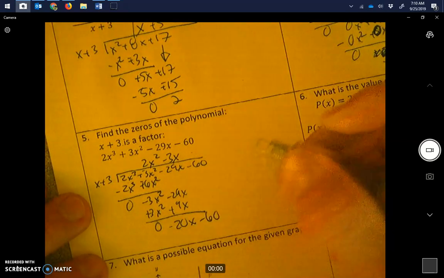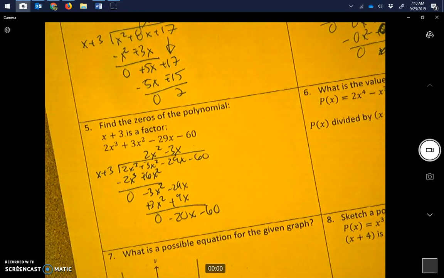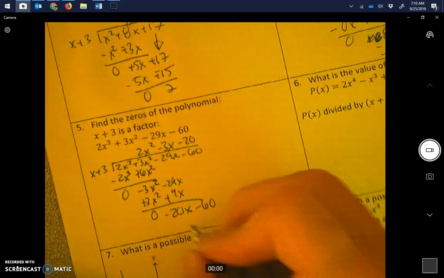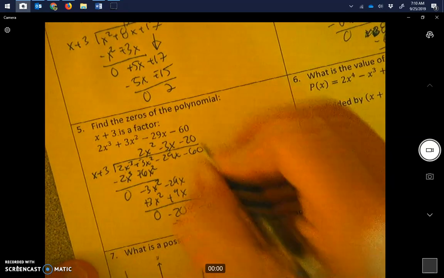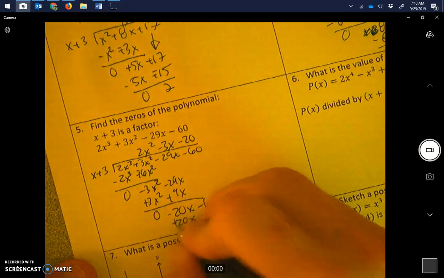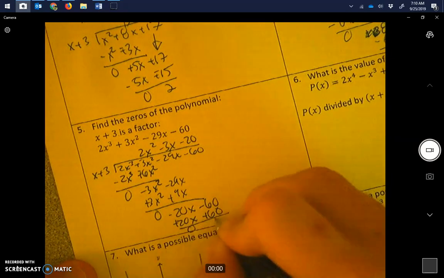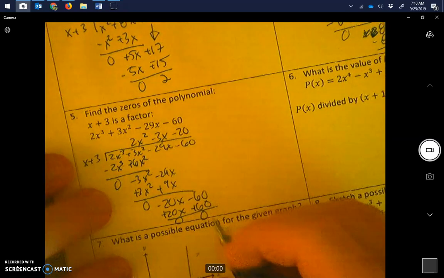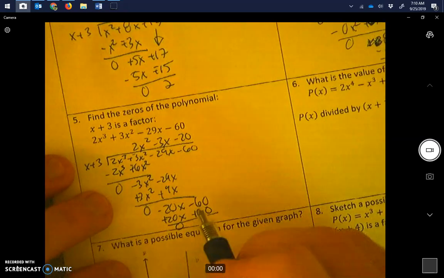Bring our 60 down. Negative 60. What times x is negative 20x? That is negative 20. Negative 20 times x is negative 20x. And negative 20 times 3 is negative 60. We're subtracting, so flip the signs. 0 and 0. No remainder. Okay, so if we're going to continue factoring, we have to have no remainders. That's a part of the solution.